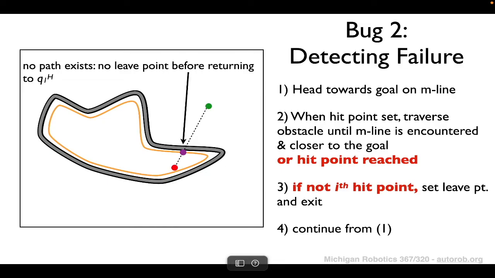Essentially, what this additional logic is, which is highlighted in pseudocode lines number 2 and number 3, boils down to this: if the algorithm is traversing the obstacle and it recognizes that it has returned to one of its hit points, it will recognize that as a failure case and report it as a failure. Otherwise, if it does not reach one of the ith hit points, it will recognize that as a valid leave point and then exit the traversal loop and re-head towards the goal on the M line. And so this will allow it to detect failures like the one illustrated in the example on the left-hand side.